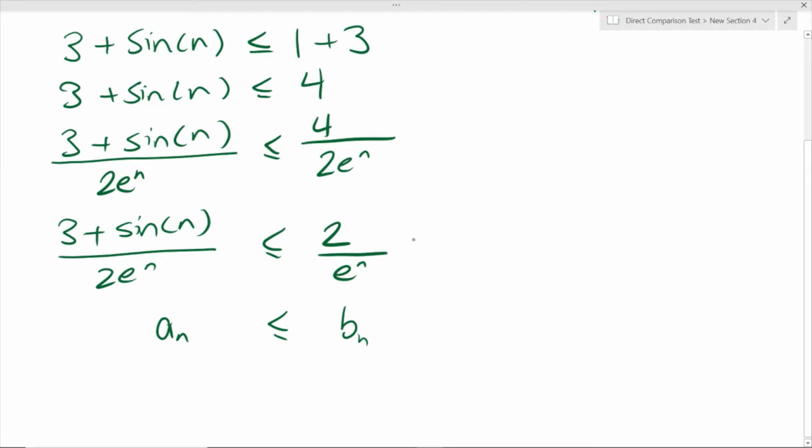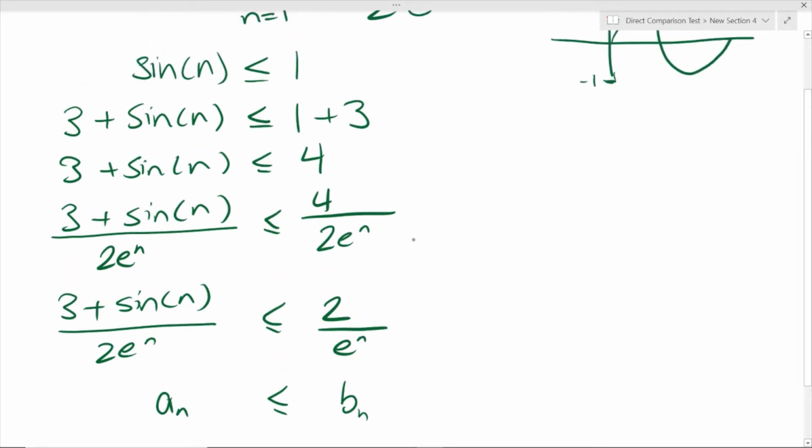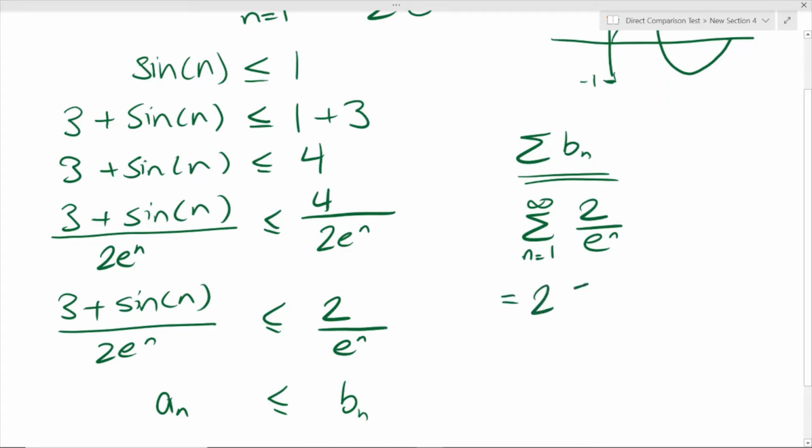let's look at our Bn. Let's see if it's convergent or divergent. So let's look at our series for Bn. Our series for Bn in this case looks something like this. Now we can see that this is a constant, so we could bring it out the front, so it looks something like that.